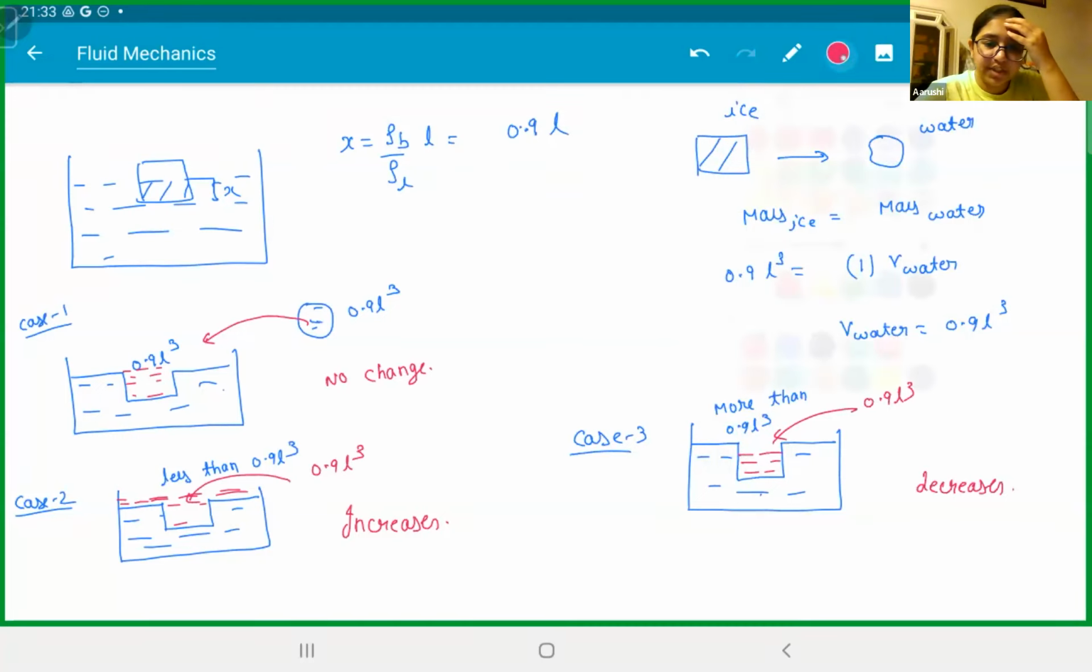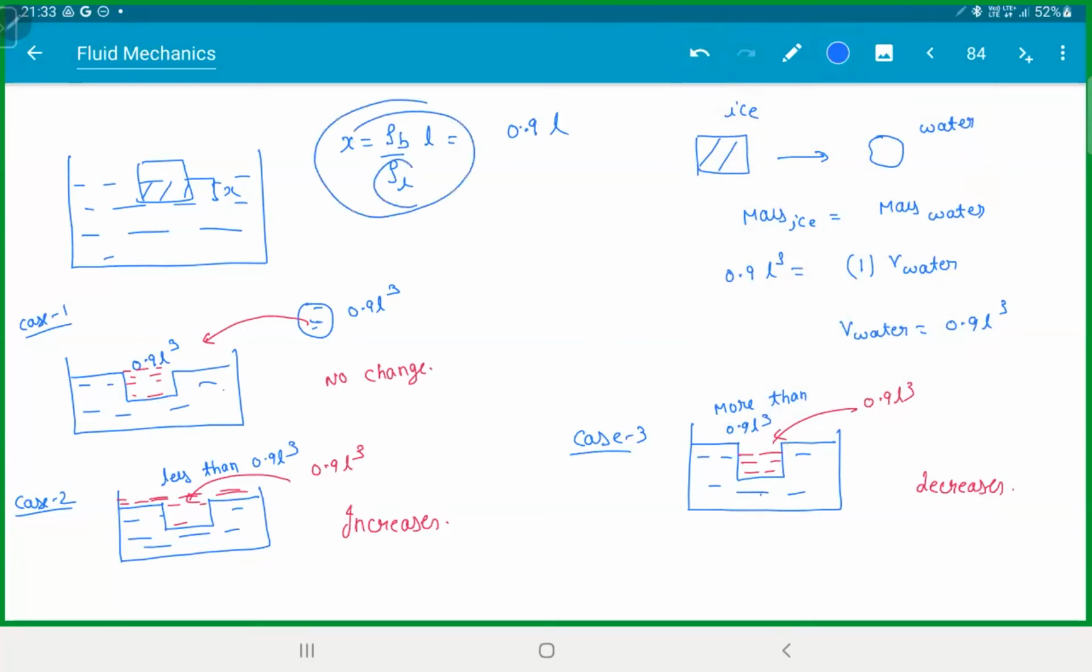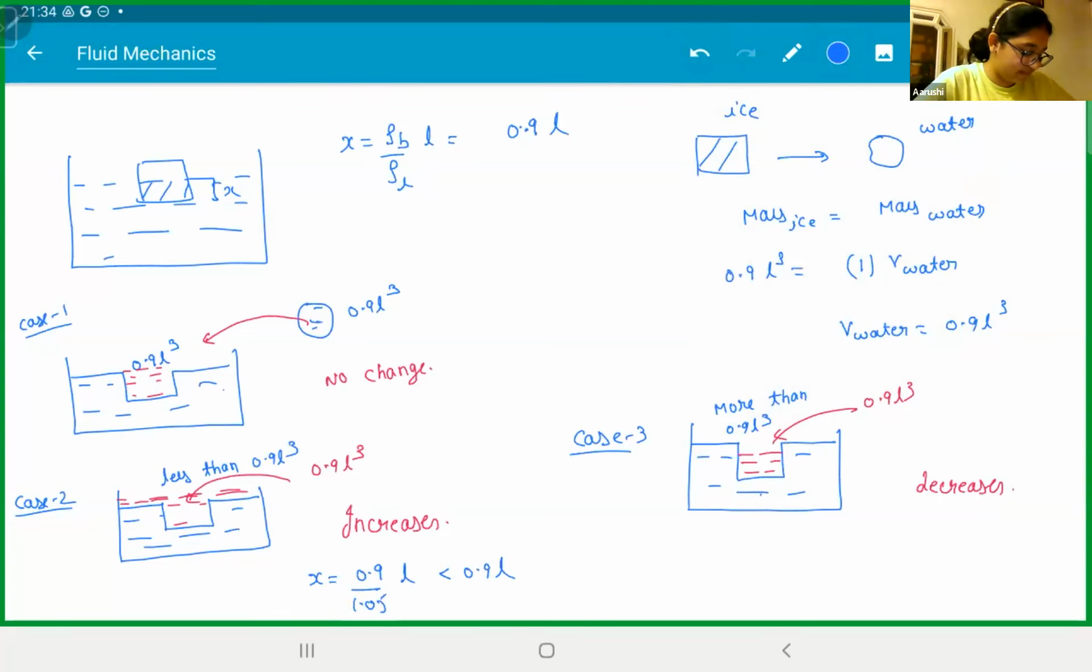Can you explain case 2 again? Case 2, see, this cavity's volume will be less than 0.9 L cube. Did you understand that? See, this rho L is 1.05. x will be less than 0.9. x is 0.9 by 1.05 into L. This will be less than 0.9 L. Happy? Yes, sir, understood. Anyone else has a doubt on this? Please ask. It's a good question. Easy one, but good one. This is the kind of question you can expect in the exam.